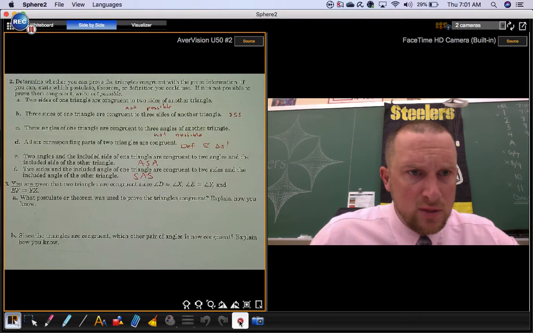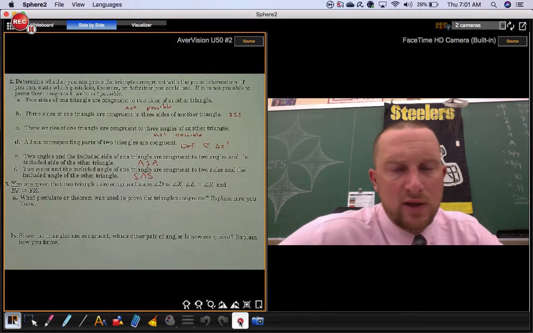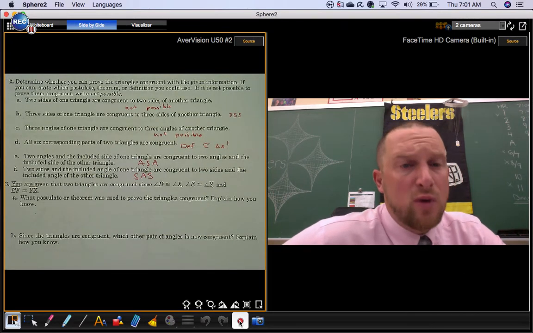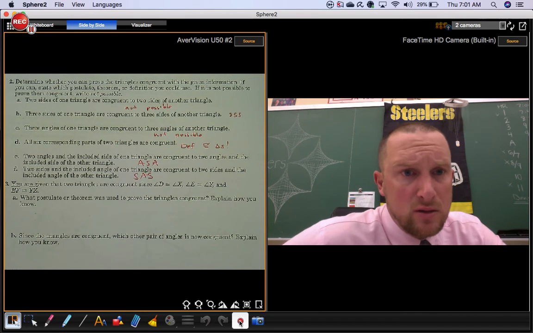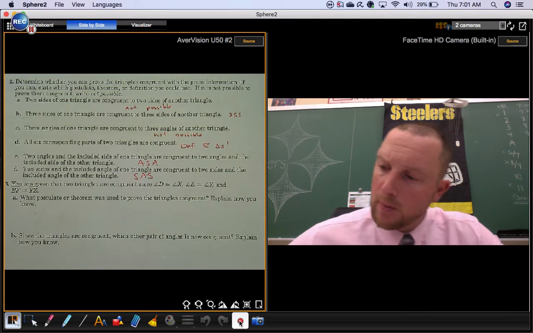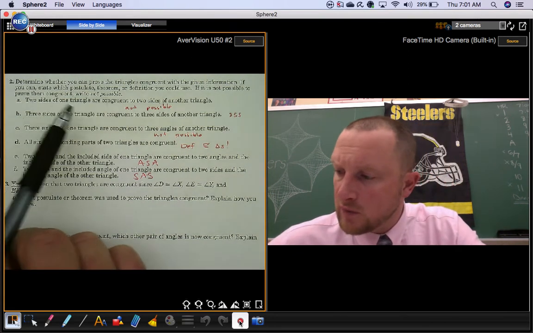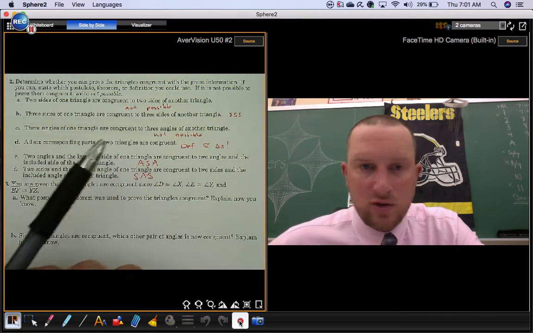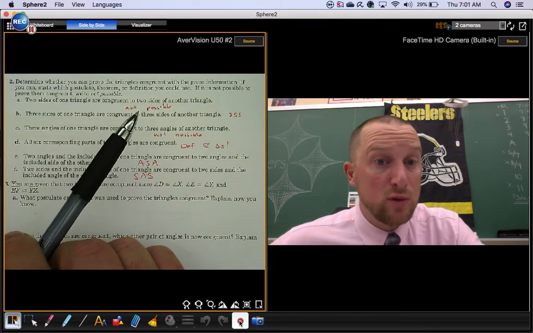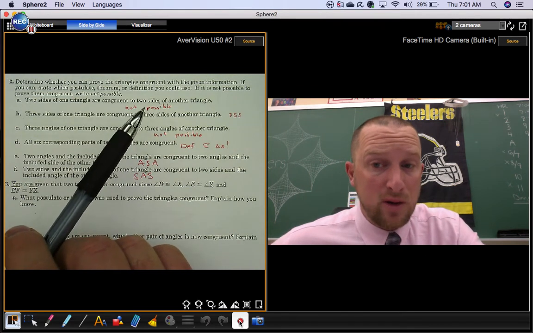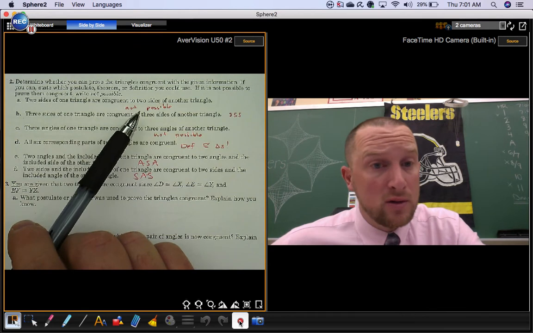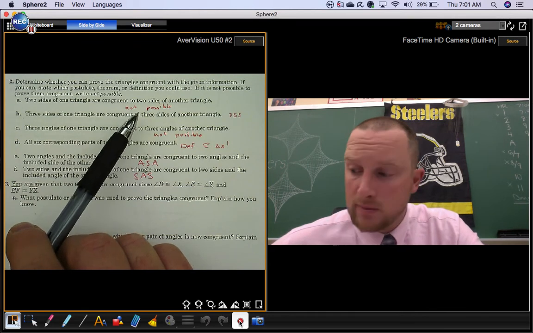Number 2, determine whether you can prove the triangles are congruent with the given information. If you can, state which postulate, theorem, or definition you could use. If it's not possible to prove them congruent, write not possible. Okay, so part A says two sides of one triangle are congruent to two sides of another triangle. It's not possible to prove that those are congruent. There's no side-side postulate, but they definitely could be congruent if you had some more information.